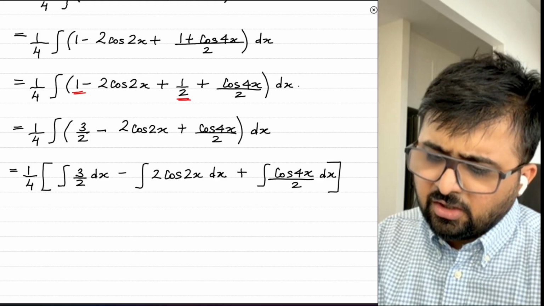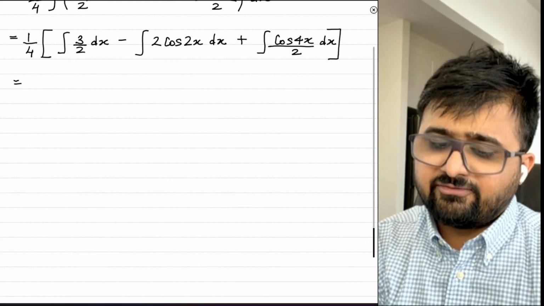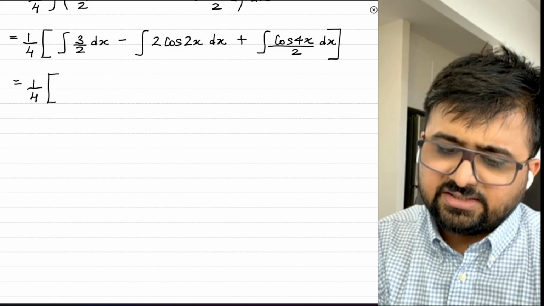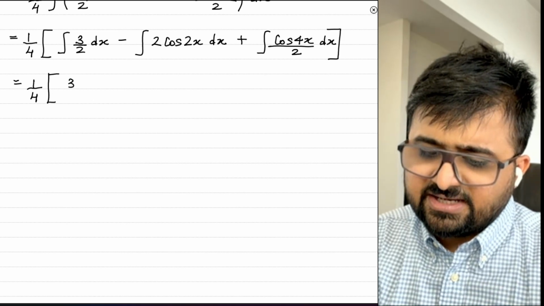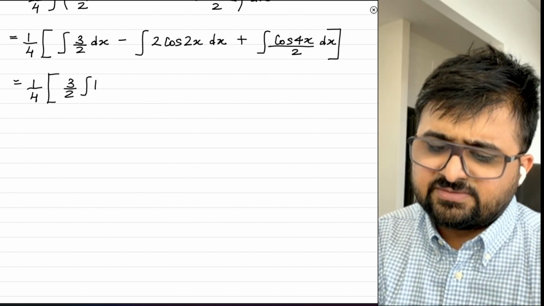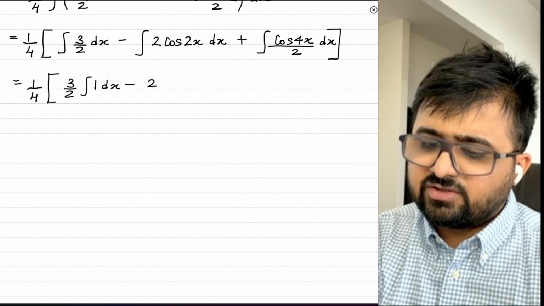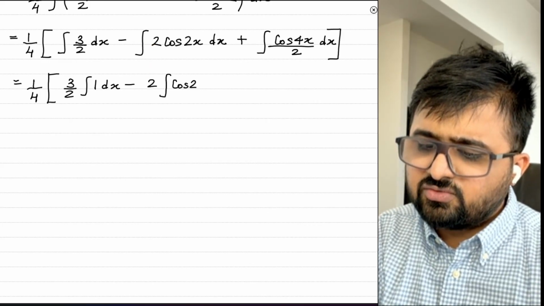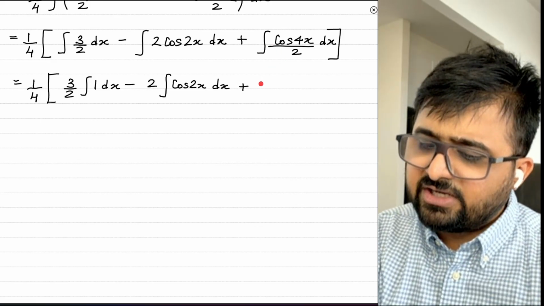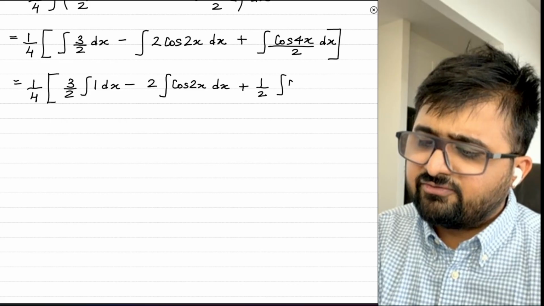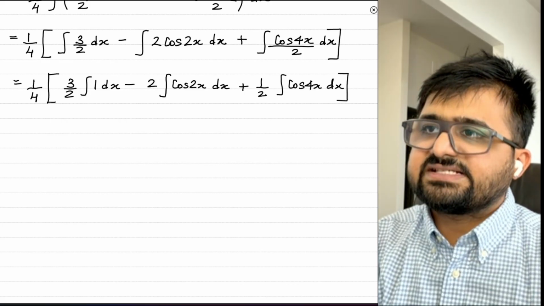Now what you can do is straightforward integrate. So we have 1 by 4. Let's put a bracket. Now this 3 by 2 is a constant value. It can be taken out of integral. So you just have 3 by 2 outside, and inside you will be just left with 1 dx minus, again this 2 is a constant value, can be taken out of integral. So you have integral of cos 2x with respect to x, plus again this half is a constant value, can be taken out of integral, and you will be left with cos 4x dx. I hope that much makes sense.